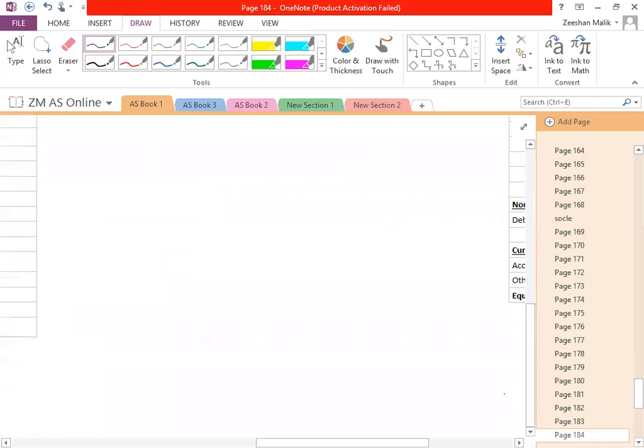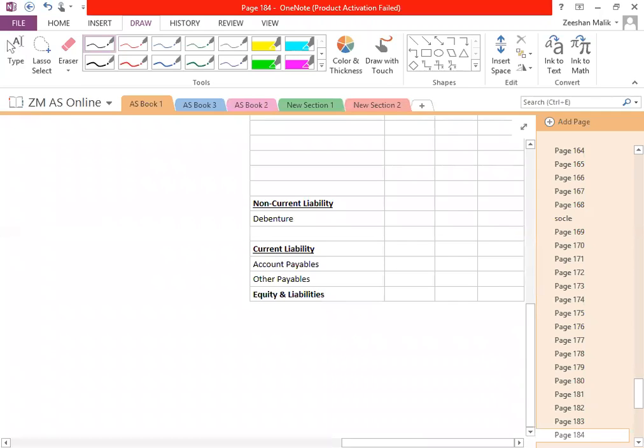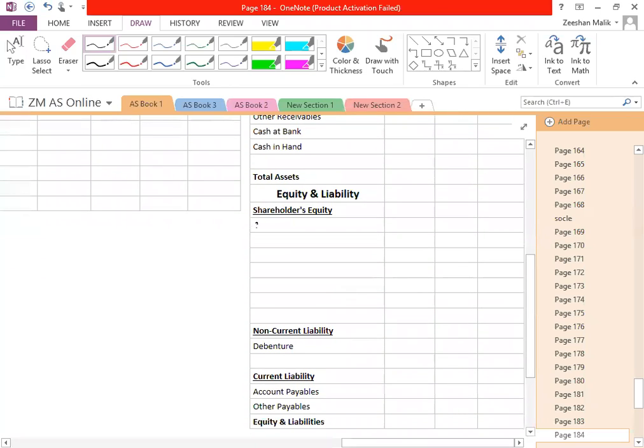The same would be here in the statement of financial position: ordinary share, preference share, share premium, general reserve, and retained profit. Here were the equity items.